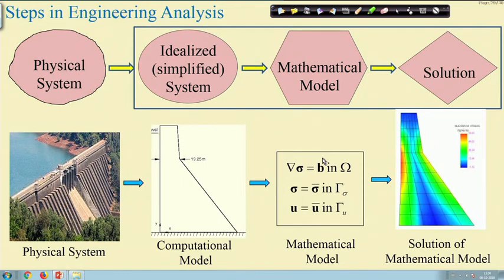In this mathematical model, we have three components. One is the governing equations here, then the definition of the domain over which this equation is valid, in this case it is omega, and then a set of boundary conditions and initial conditions that describe the entire mathematical model, and then we solve it.